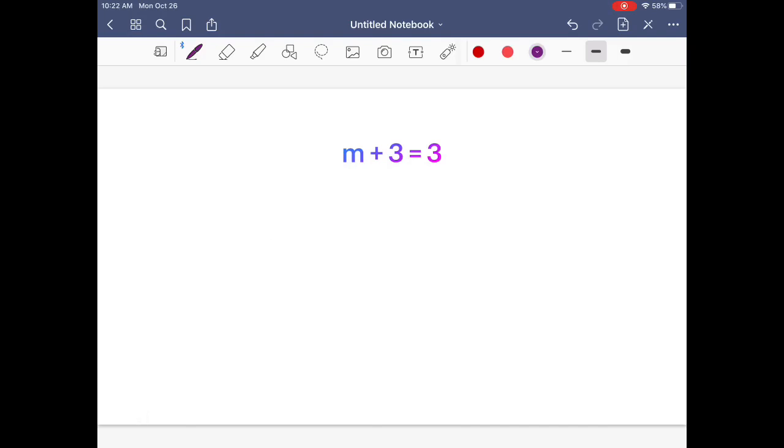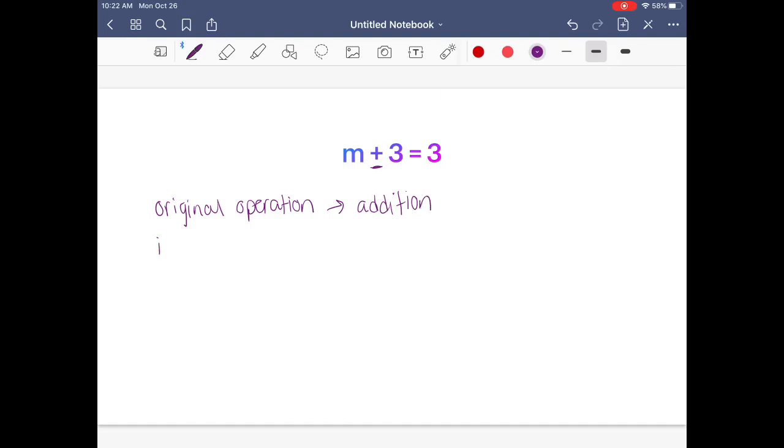So we are going to do one example of each operation together. The first one we are going to do is m plus 3 equals 3. The first thing we want to do is write down our original operation. Our original operation in this problem is shown right here with our plus sign. So we are doing addition.